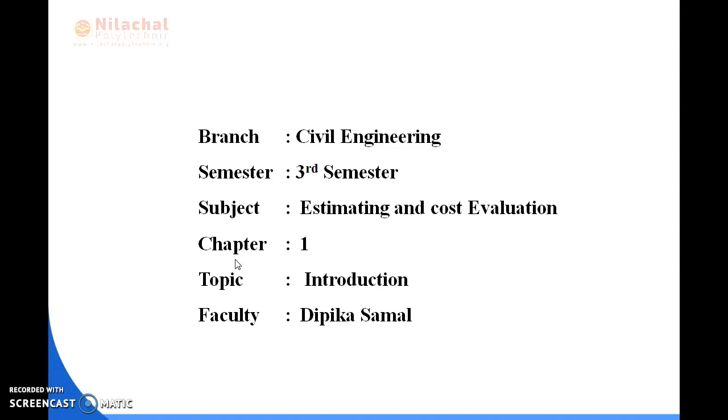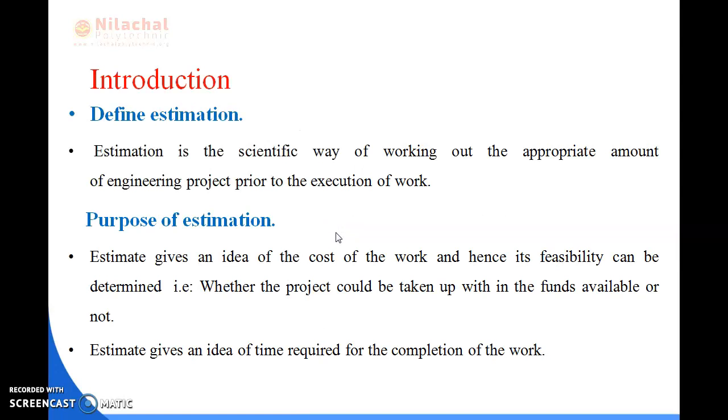For all engineering work, it is required to know beforehand the probable cost of construction, known as the estimated cost. If the estimated cost is greater than the money available, then attempts are made to reduce the cost by reducing the work or by changing the specifications. So first of all, we are going through estimation. Chapter 1, Introduction.